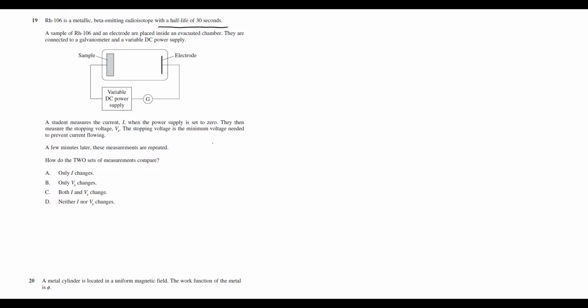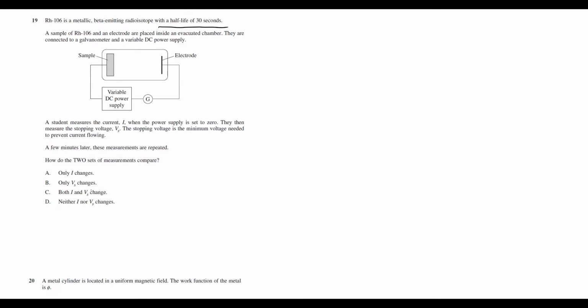So that means after 30 seconds, there's only going to be half of the initial amount of rhodium-106 remaining. So what that means then is that the total number of electrons, or the total number of photo-ejected electrons, is going to be cut in half, right? Since that is exactly what beta emission is. It's simply electrons given off by a radioactive substance. So if we're now reducing the number of electrons by a factor of 2, then what will happen?